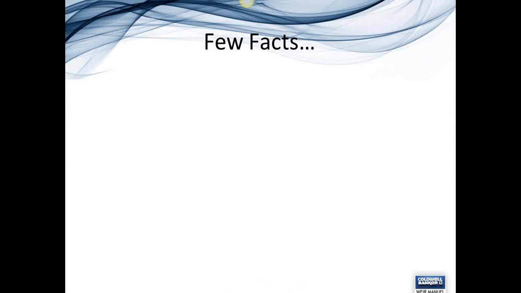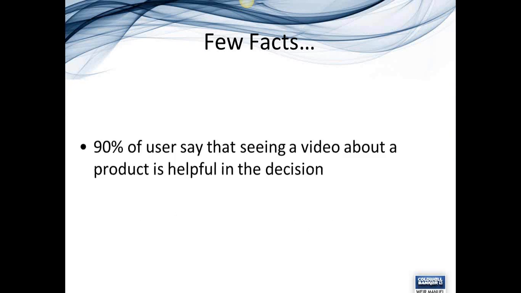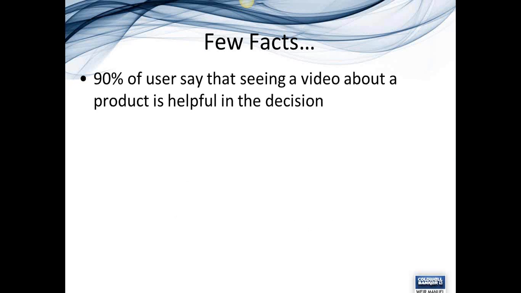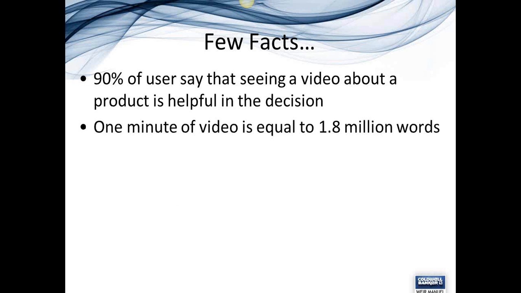Okay, so really quick, just a few facts that we're going to go over in regards to video marketing. 90% of users say that seeing a video about a product is helpful in their decision making. What this means is basically if you can show a video of a home or a new listing versus having to describe it in a description, that's going to come across so much better. We're going to go over a little bit later in the presentation other ways that you can use videos, and that's where that stat is really going to come into play.